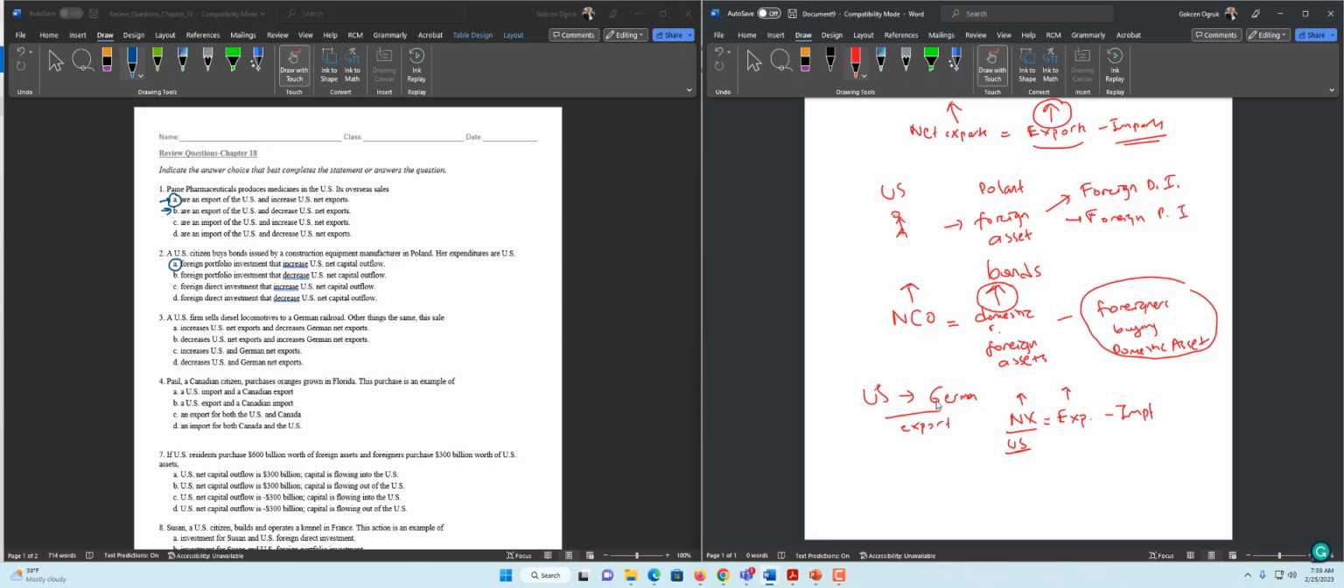But it's also an import for Germany. For German net exports, this is German, not US. It's not that exports increase, but imports are going to increase. Therefore, for German net exports, it's going to go down because you're subtracting a higher number from exports. So if it's an increase of net exports for the US, it should be a decrease of net exports for Germany. Therefore, let's find the right answer. Increases US net exports, decreases German net exports is the correct one.